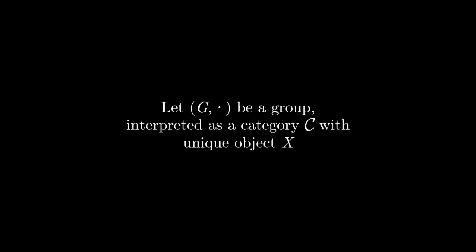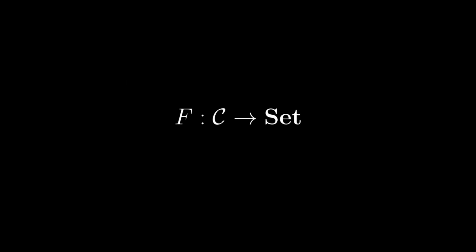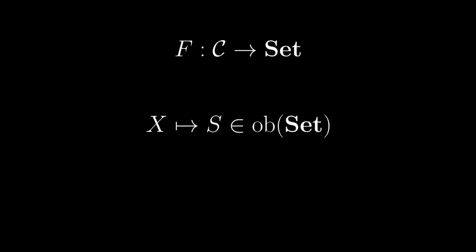Let G be a group, interpreted as a category C with a unique object X. We will construct a covariant functor F from C to Set. We only have one object in C, so we choose a set S to map X to. Every morphism g must be mapped to a function f_g from S to S in Set.